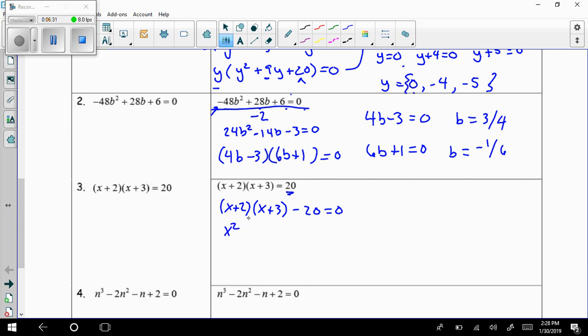So you have x squared, there's 2 plus 3 is 5x plus 6 minus 20 equals 0. So now I have x squared plus 5x minus 14 equals 0. So it becomes a little bit more involved of a process here because we had to multiply, and now we actually have to refactor it in order to solve by factoring, which is your goal. So x and x, 14 is 7 and 2. We want a positive 5, so positive 7, negative 2 equals 0.